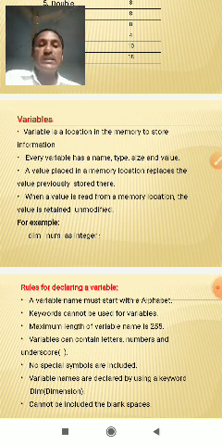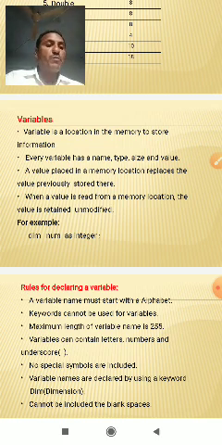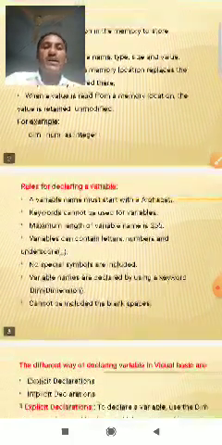When a value is read from a memory location, the value is undefined. Every variable has a name, type, size, and value. A value placed in a memory location replaces the value previously stored. When a value is read from a memory location, the value is undefined.